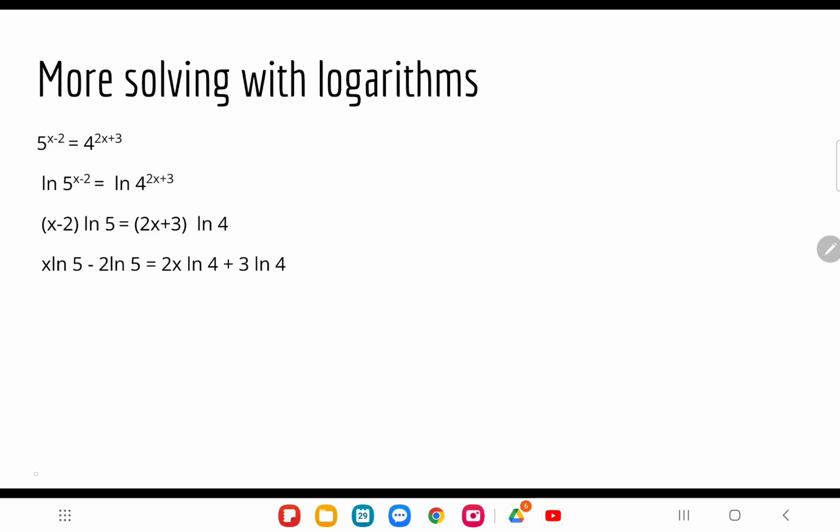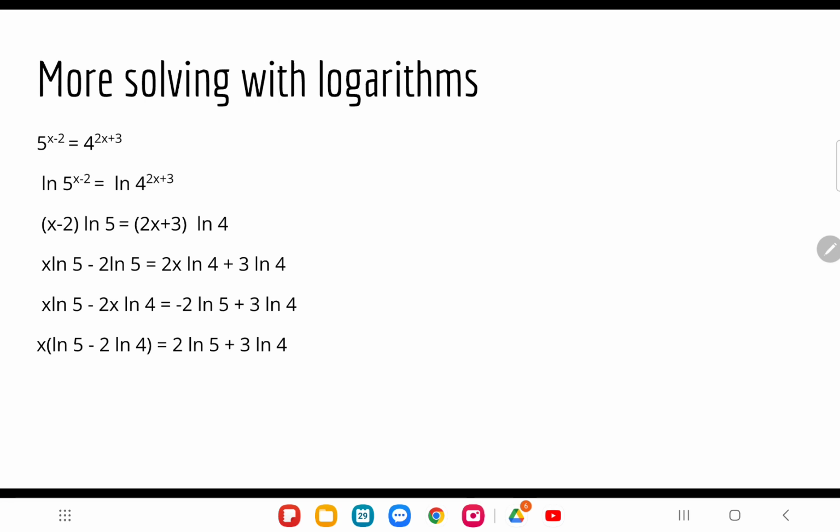Then I'm going to gather all of my terms that have an x in them on the same side and all of my terms that do not have an x on the opposite side. My expression therefore will look like this, and I'm going to factor out that x so that I can solve for x. Here it is, x times the quantity natural log of 5 minus 2 times the natural log of 4. And I do leave it this way.